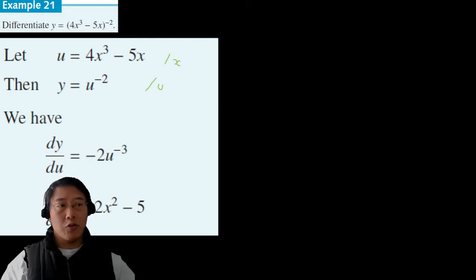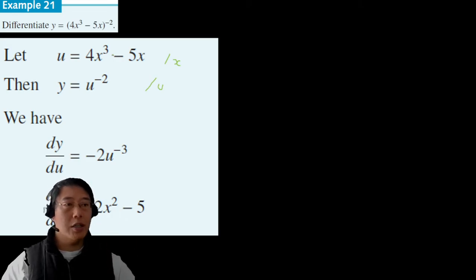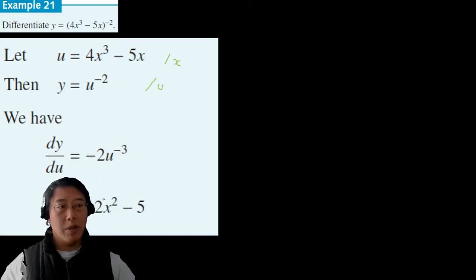Then the first one, which is u in terms of x, we differentiate in terms of x. So 4x cubed will become 4 times 3, and the new power will become 3 minus 1, which is 2. 4 times 3 times x to the power of 2 gives you 12x squared, and the negative 5x just leaves you negative 5. Okay?